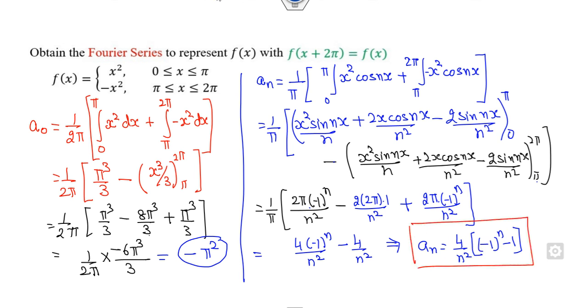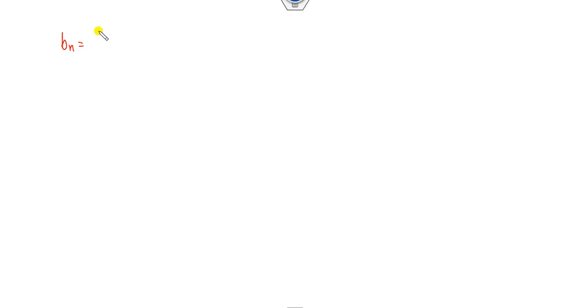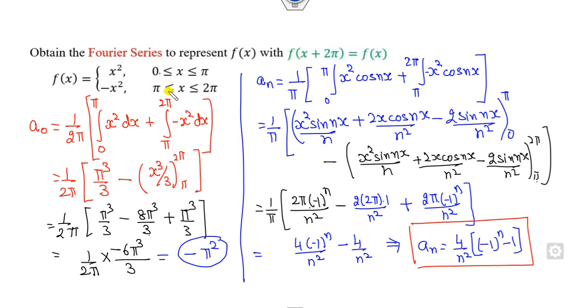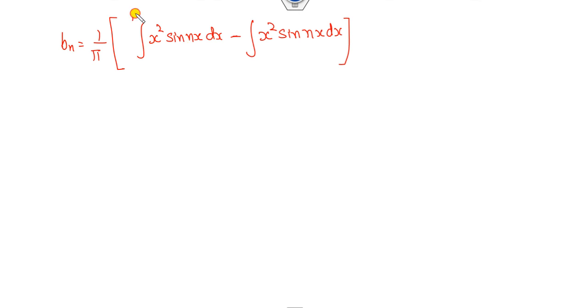Similarly, you can find the bn. So bn will be 1 over pi, integral of x square sine nx dx minus integral of x square sine nx dx. Limits are 0 to pi and pi to 2 pi. Fine. So now I can integrate them.